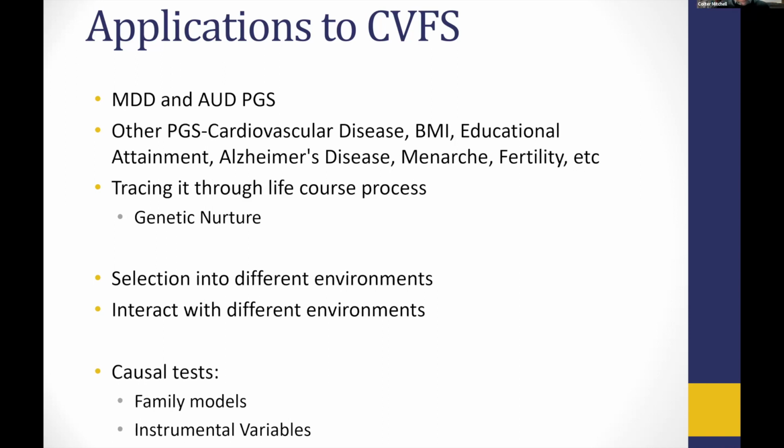And then finally, there are some really unique models that can be run because of the family tests here. Sibling models or family models that can test whether or not there is a causal effect with some of these. So for example, BMI: is there an actual effect of the polygenic score of BMI on some outcome, BMI or type 2 diabetes, if I'm going to stick with that? Any of those, you could actually test more of a causal model.